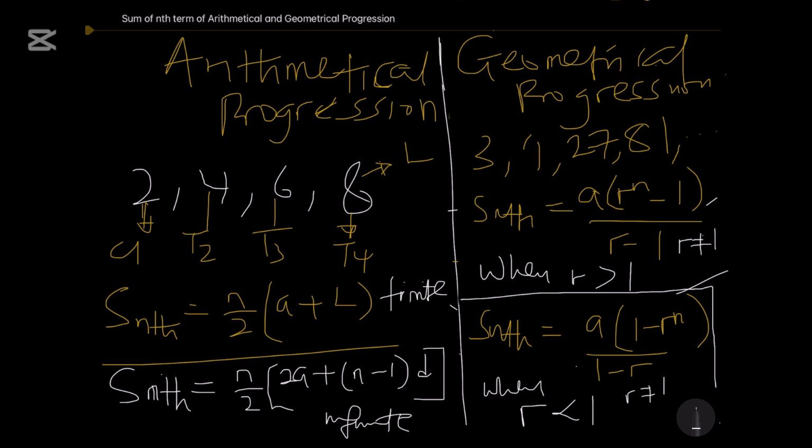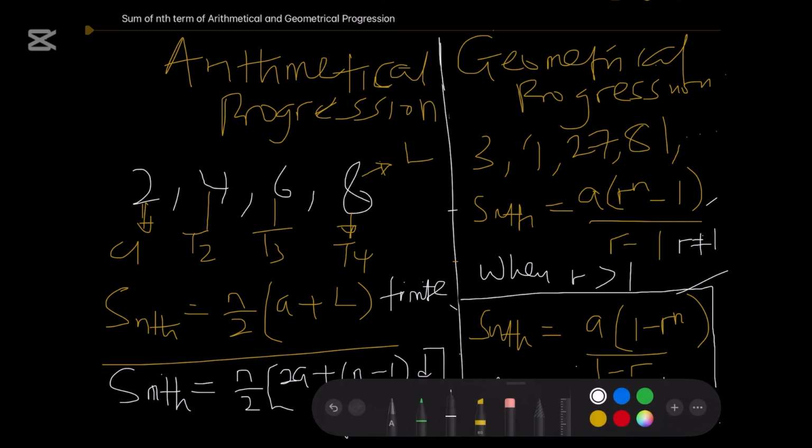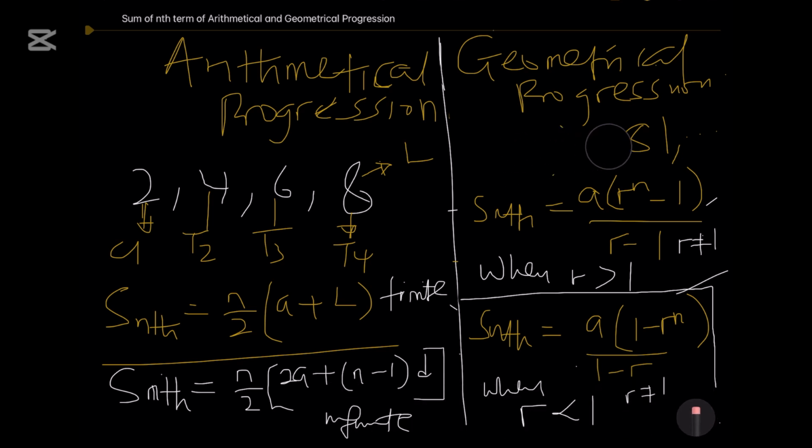We also have one more formula for GP, that is the sum to infinity, when our n tends to infinity. How do we calculate the sum of nth term for a GP to infinity? That will be a over r minus 1, and the same condition applies.